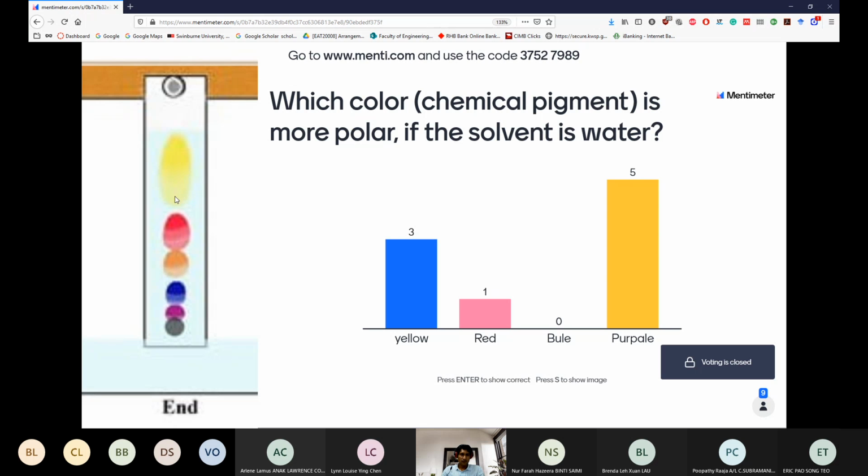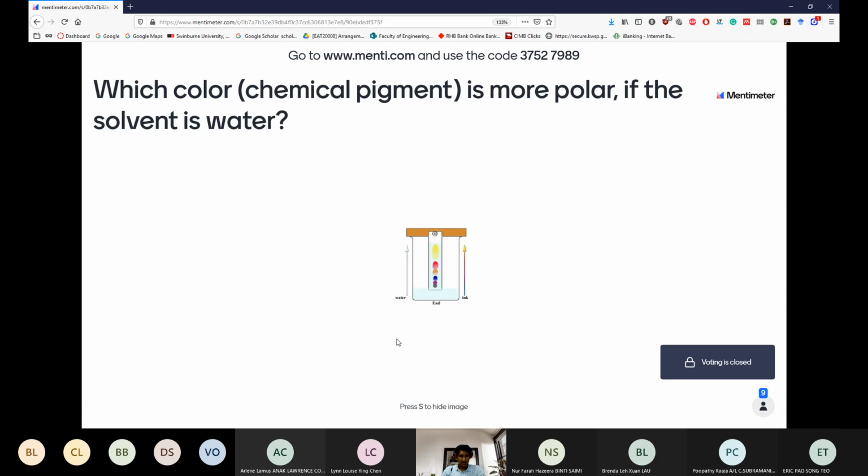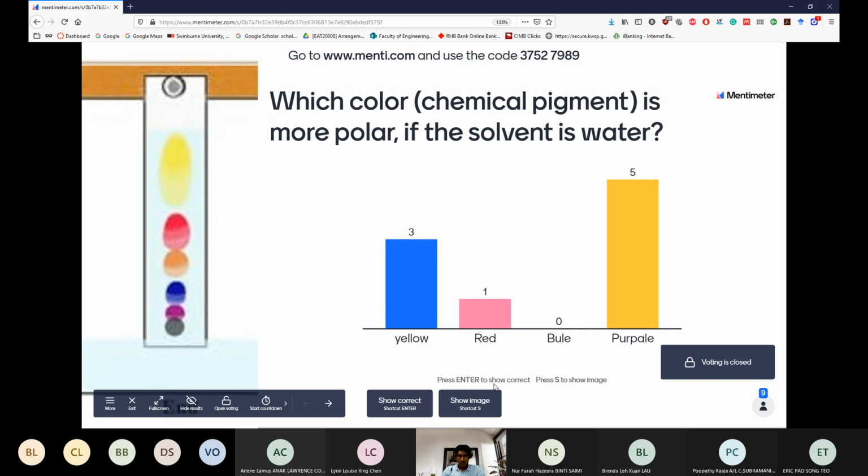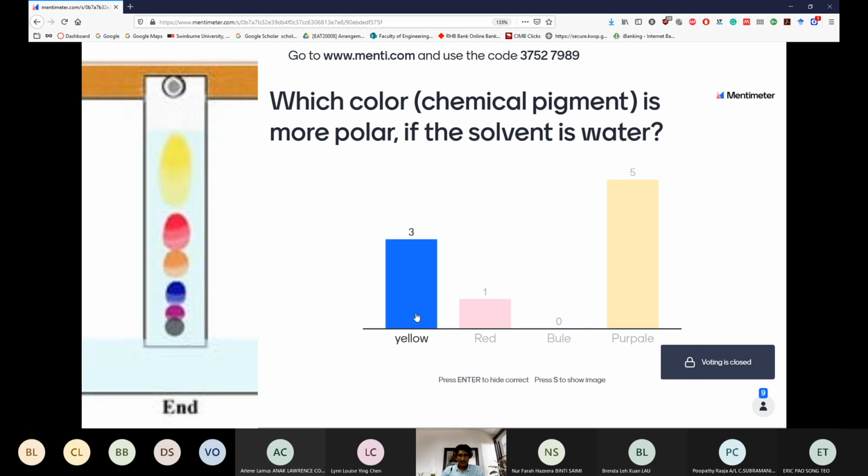And since it is more comfortable with water, that means it's more polar, and that is the answer. The yellow color is polar, so the correct answer is yellow. Okay, so this is the correct answer. Those three, congratulations. Those 5 or 1, whoever, I hope that you learned now. It's good that we make mistakes and then we learn.